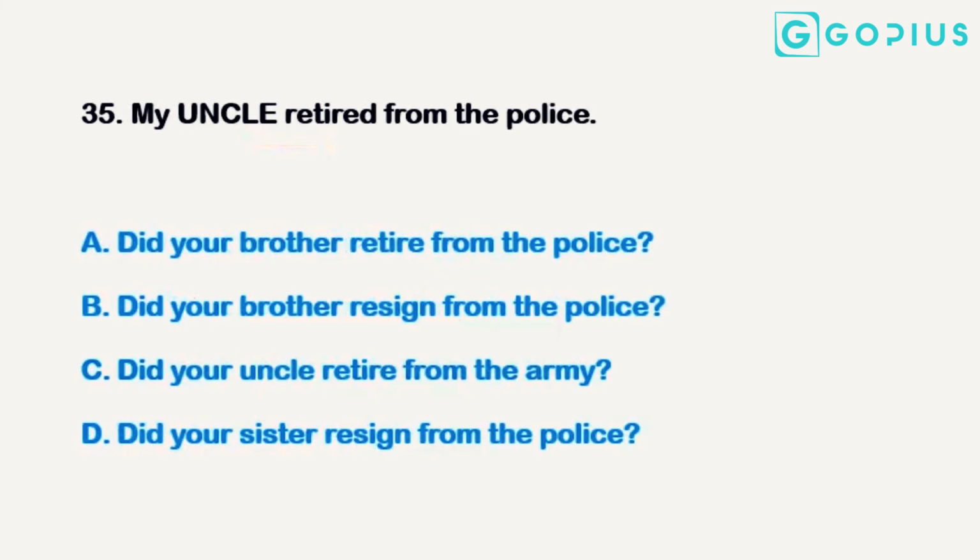For the next example, we have, my uncle retired from the police. Did your brother retire from the police? What we are looking for here is the uncle. Was it the brother? Did your brother resign from the police? No, we are dealing with retire, not resign. Did your uncle retire from the army? No, we are dealing with police, not army. Did your sister retire from the police? No, we are dealing with, did your sister resign? We're not dealing with resign, we're dealing with retire.